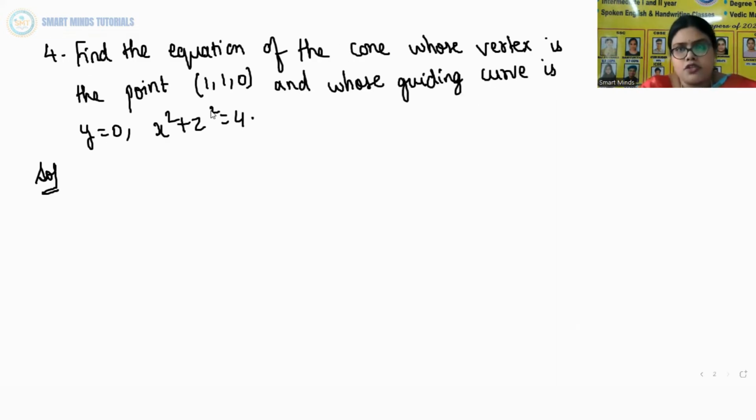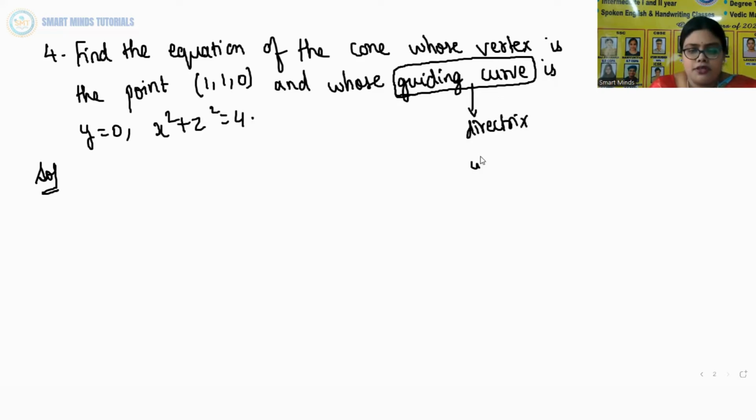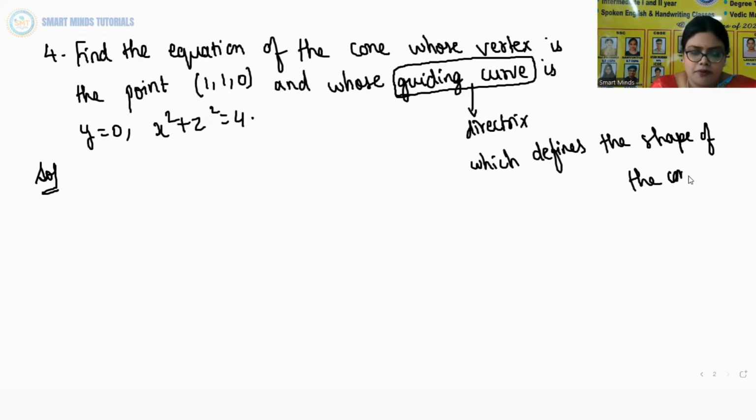So let's take the next question. Find the equation of the cone whose vertex is the point 1, 1, 0 and whose guiding curve is y is equal to 0 and x square plus z square is equal to 4. So first it is important to know what you mean by guiding curve. Guiding curve is also known as directrix, which defines the shape of the cone.